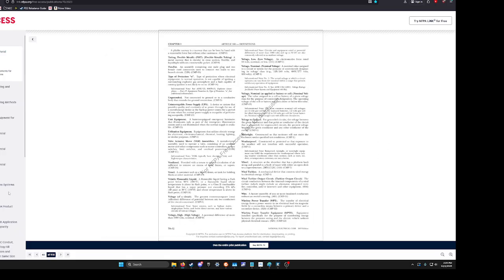After that, there's watertight, which is constructed so that moisture will not enter the enclosure under specified test conditions. So, something that is sealed to prevent condensation or moisture from coming through.